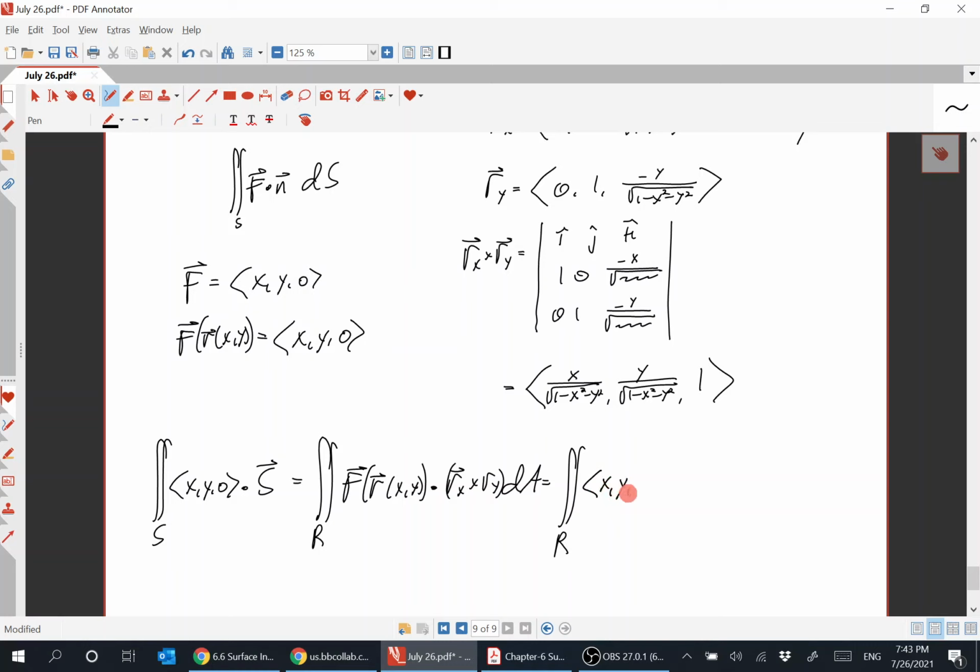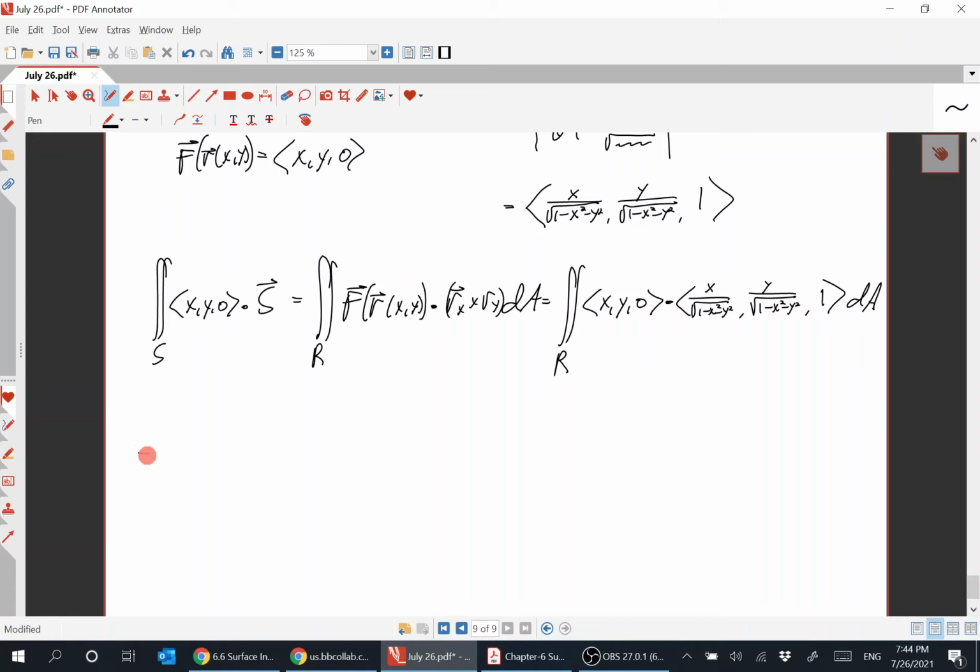So this one is just xy0 dot this thing here, x over square root 1 minus x squared minus y squared, y over square root 1 minus x squared minus y squared, 1 dA. So this is equal to the double integral over R of x squared plus y squared over square root 1 minus x squared minus y squared dA. So this should be done in polar coordinates, right? Transform to polar coordinates.